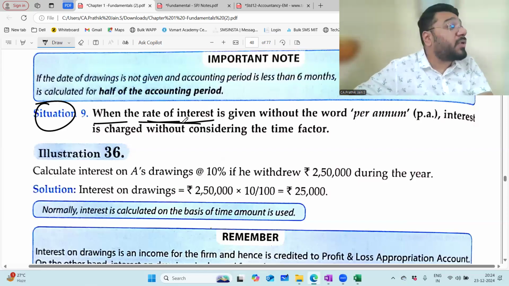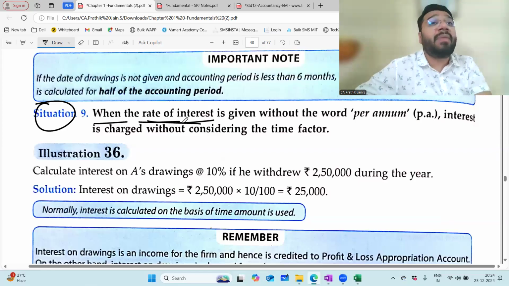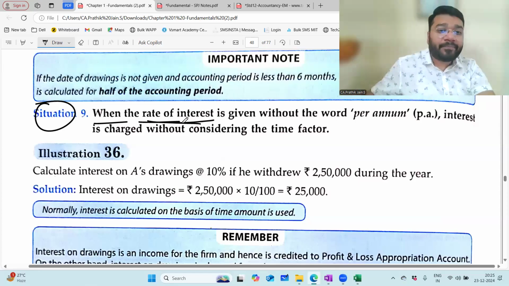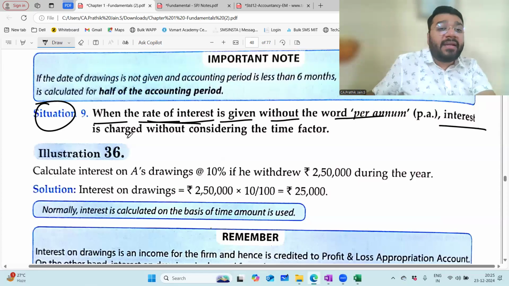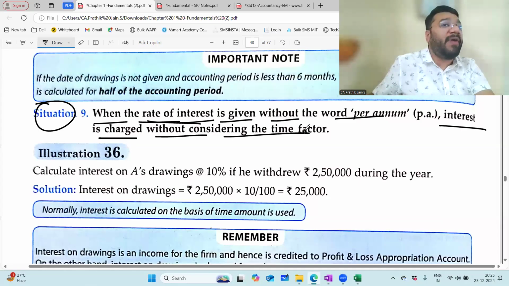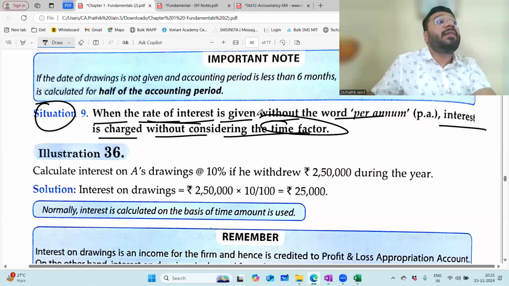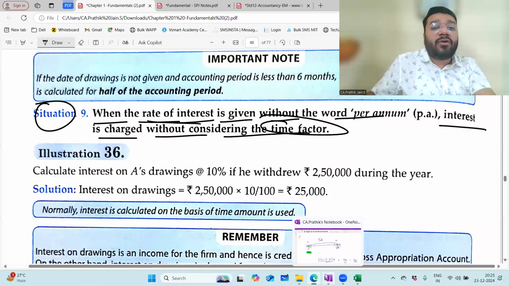You will not apply this concept to IOC, interest on loan by partner, interest on loan to partner, interest on debenture, or any chapters whatsoever. You will restrict this only to the interest on drawing. When the rate of interest is given without the word per annum, interest is charged without considering the time factor. It means that when the interest is given without the word per annum, the time factor has already been considered in the rate of interest.